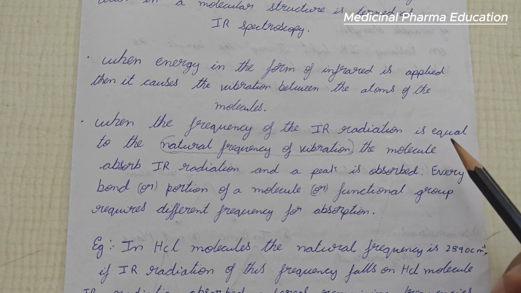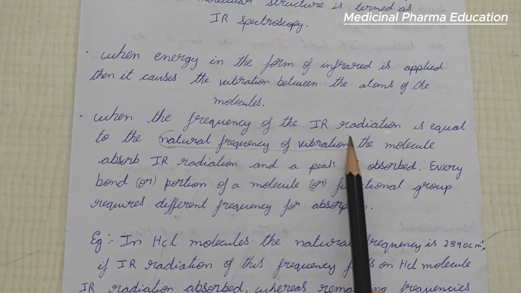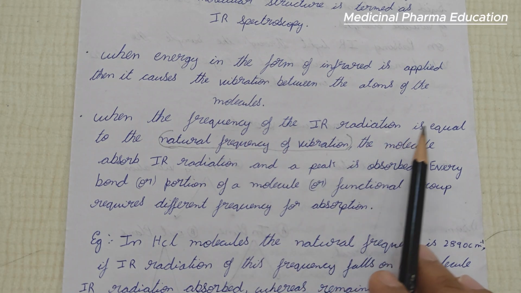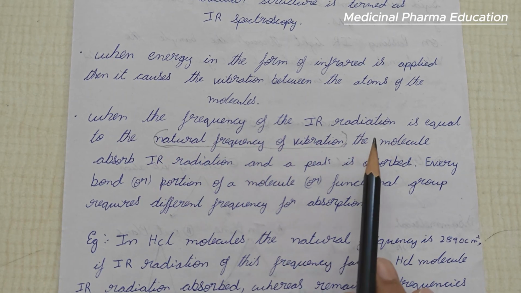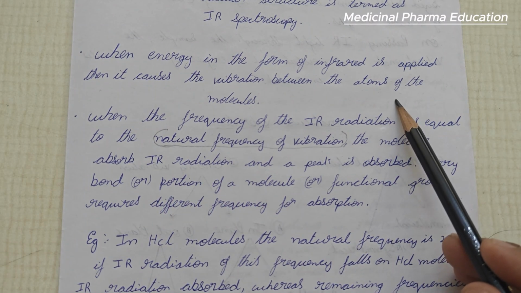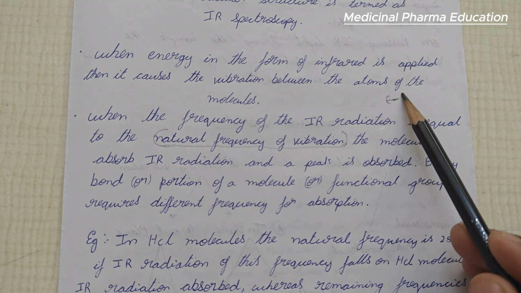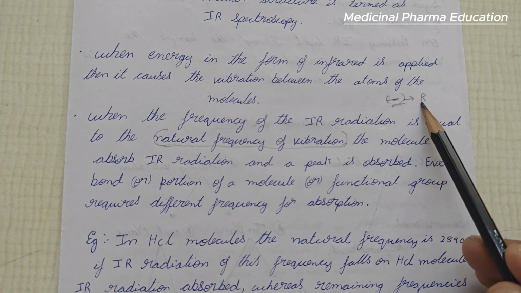I will give you an example in the next line. Firstly, understand this sentence. Next, you will clearly understand when I give you the example. When the frequency of IR radiation is equal to the natural frequency, then the molecule absorbs the IR radiation. There is mainly one frequency where the molecule absorbs the radiation. It is a frequency where the molecule absorbs radiation.